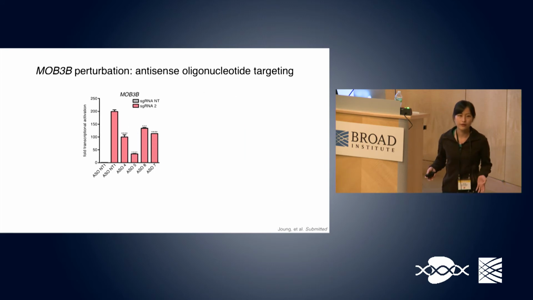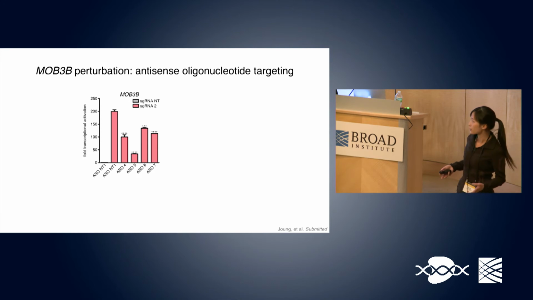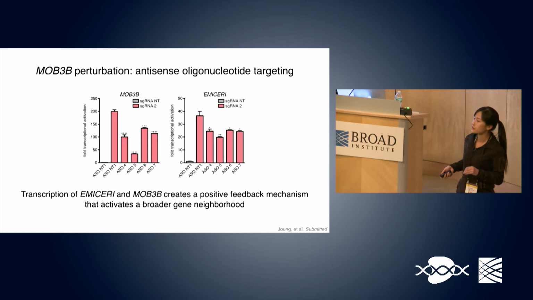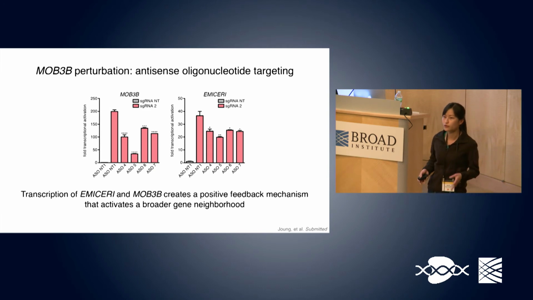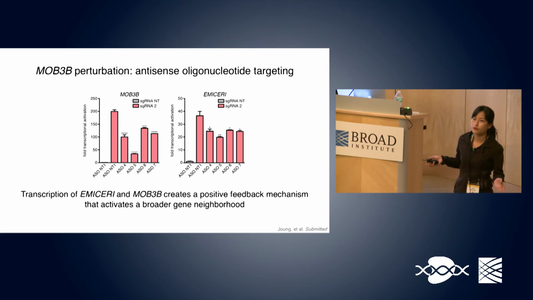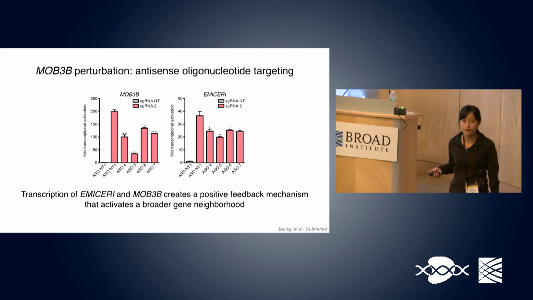So if we now knock down MOB3B overexpression using antisense oligos, and then measure emissary expression, we also observed a corresponding knockdown in emissary. What these results show is that the transcription of emissary is important for the transcription of MOB3B, but the transcription of MOB3B is also important for the transcription of emissary. So together, the transcription of both the lncRNA and the mRNA creates a positive feedback mechanism that then regulates the other 3 neighboring genes in that gene neighborhood.